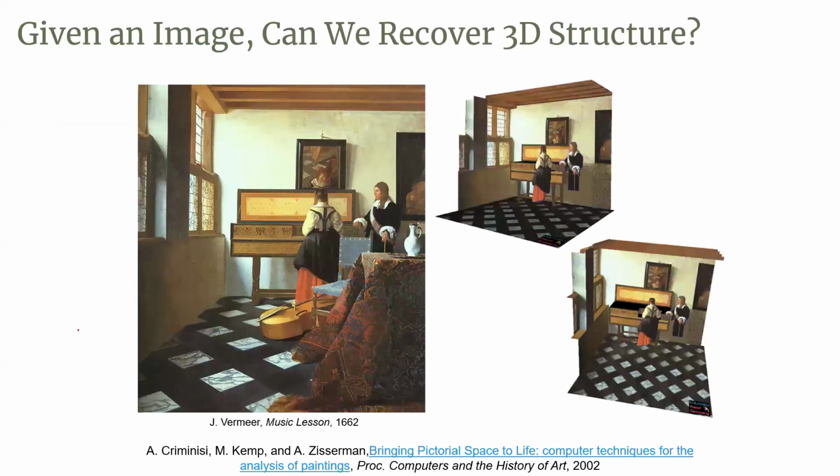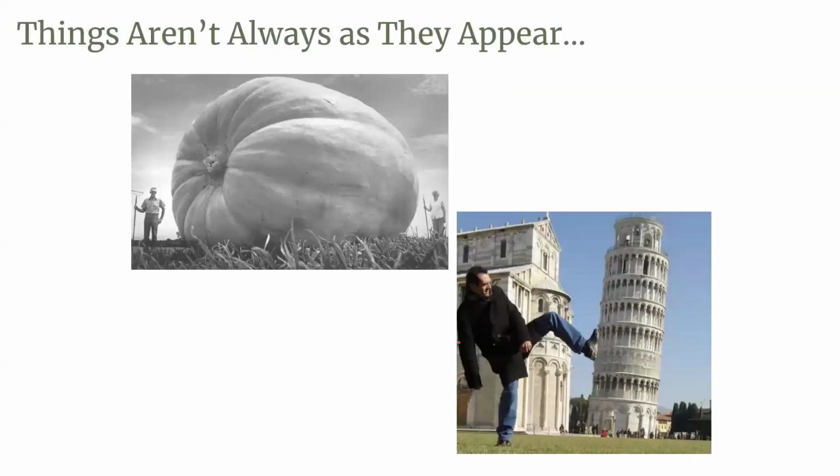So given an image, can we recover the 3D structure? With one image, you cannot. That's why human beings are given two eyes. But with certain assumptions in the scene, that means parallel lines and perpendicular lines being there in the image, you can, up to a certain extent, recover the 3D structure.